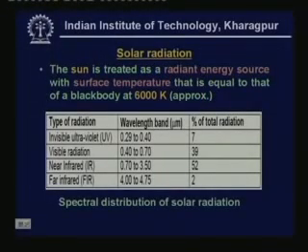First let me give a very brief introduction to solar radiation. As you know very well, the sun, which is nothing but a star, is treated as a radiant energy source with a surface temperature equivalent to that of a black body at 6000 Kelvin. So this is equivalent to a black body of surface temperature approximately equal to 6000 Kelvin. Now the spectral distribution of solar radiation is given in the table here.